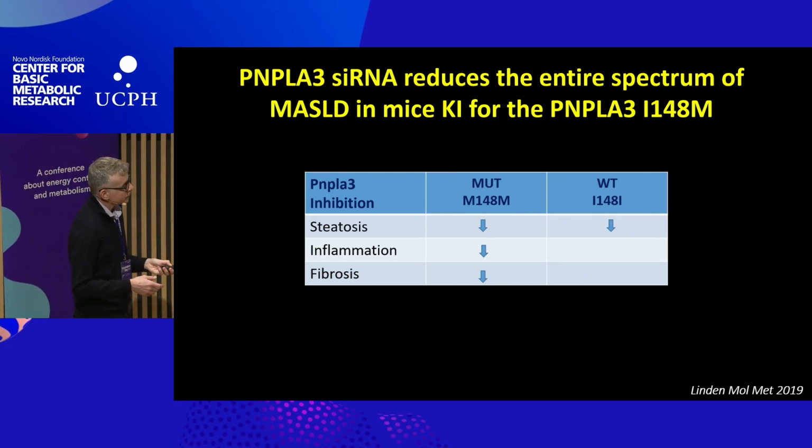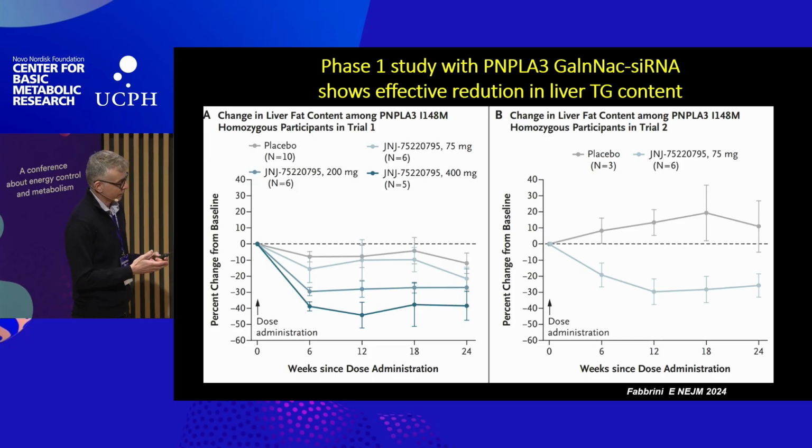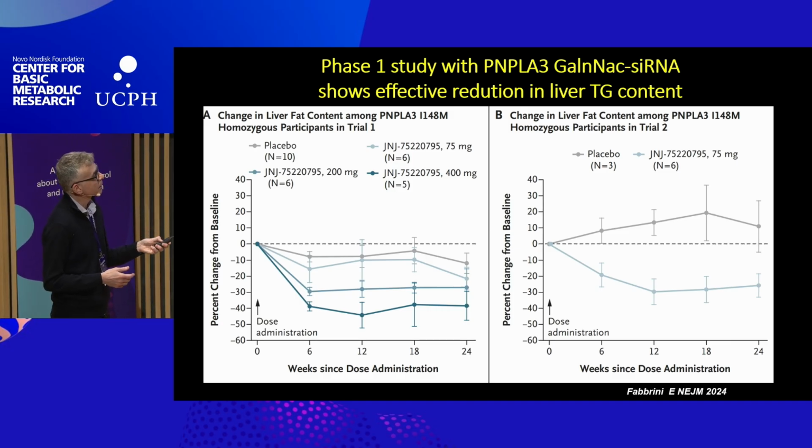And so I'm not involved in this paper. So this is a proof of concept that the model works in people. This is our two phase 1 studies in which you see a dose-response reduction in liver fat content after targeting the mutant protein. These are homozygotes for the PNPLA3 protein, treated with an siRNA GalNAc-conjugated that goes specifically to the liver.